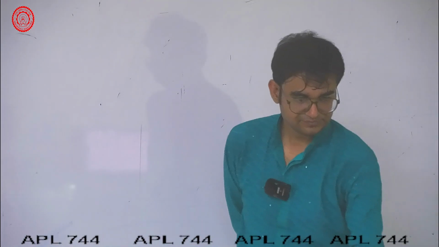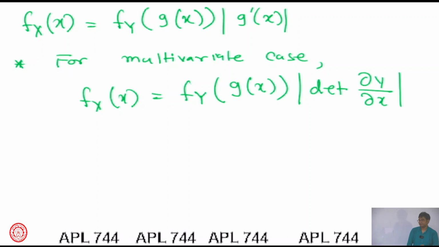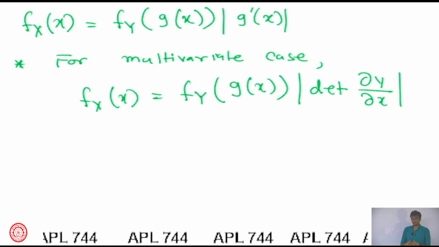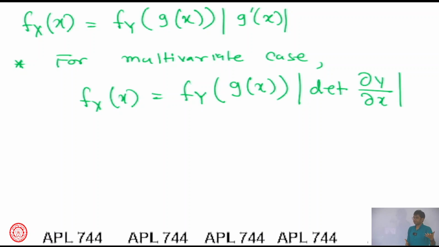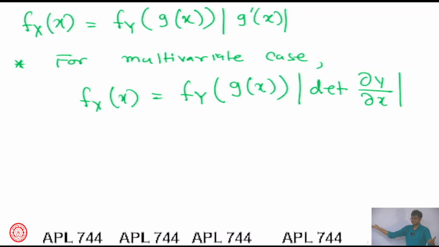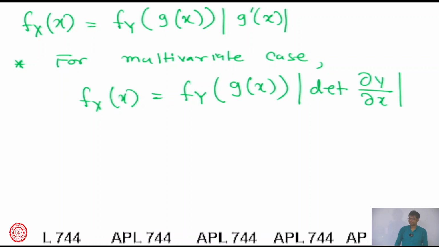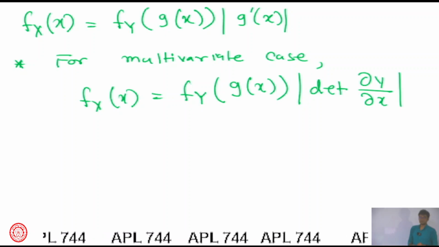Okay. So the idea is that here, there are two variables. You know the relation between the two variables. And you know one PDF, what is the PDF of the other? Think of it in this manner, because that is the real problem. Okay. Any other question?